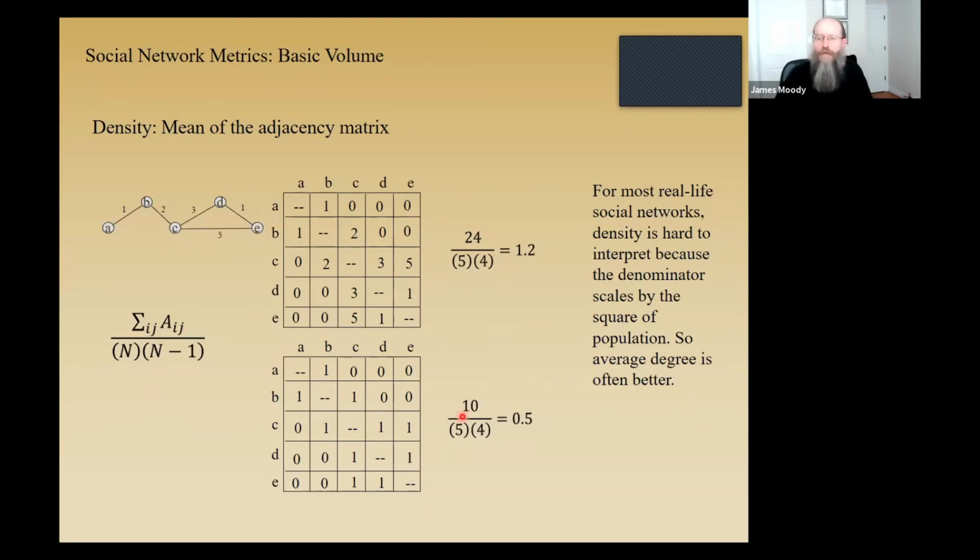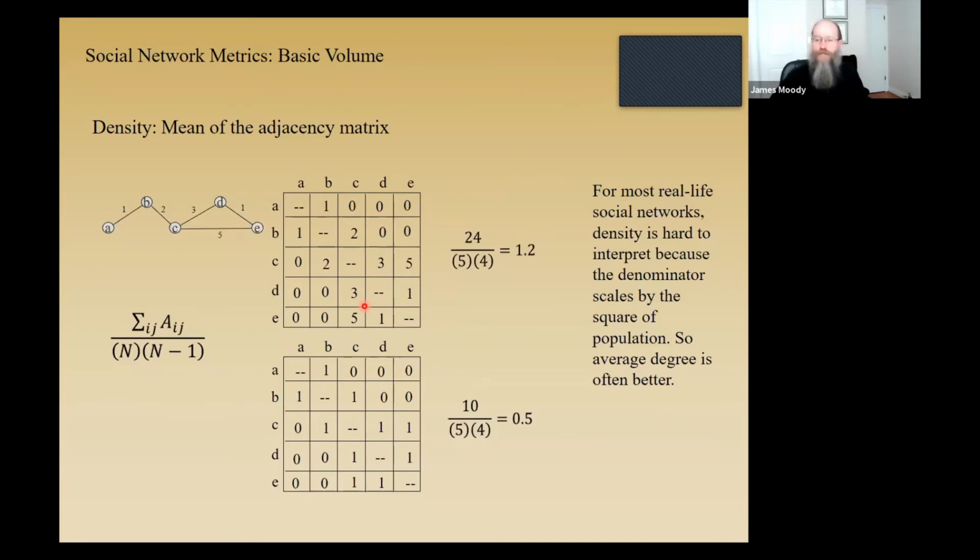Density is a little bit problematic. It's traditional, that's why I included it here, but it's problematic because in most sparse networks, the number of possible ties goes up with the square of the population size, whereas the sum of the matrix goes up linearly. So for really big networks, you always get really small density. So it doesn't really tell you what you think it might tell you.